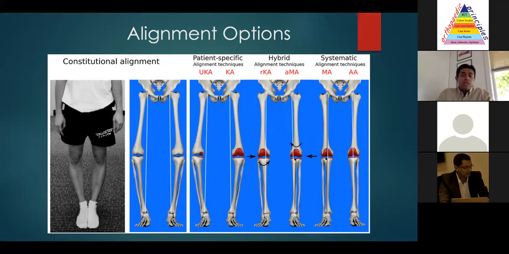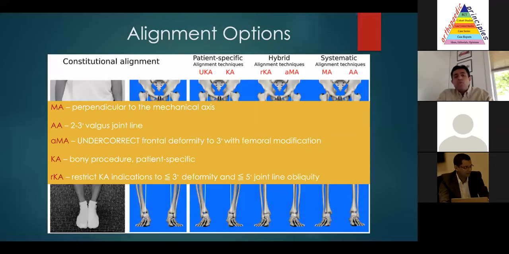And then you go to purely patient-specific alignment techniques, such as performing a unicondylar knee arthroplasty, in which you preserve the ligaments and you don't really want to perform any ligament releases because there aren't significant ligamentous defects or ligamentous contractures that you have to release when performing a uni, or a true kinematically aligned knee, which is a patient-specific bony procedure sparing the soft tissues. So let's see these definitions once again. In a mechanically aligned knee, you are perpendicular to the mechanical axis.